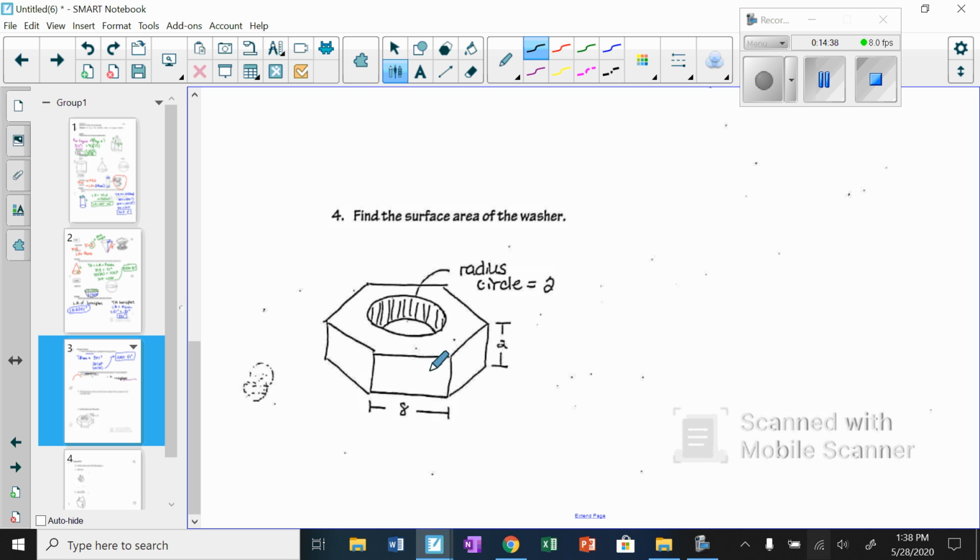So we have 1, 2, 3 rectangles, but it doesn't stop there. 4, 5, 6, right? We could turn this around. So we're going to find the area of 6 rectangles that are all congruent plus.